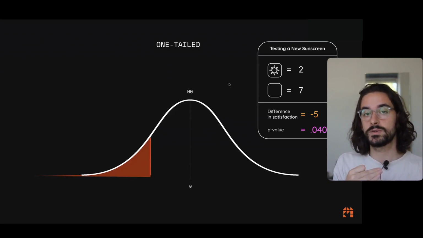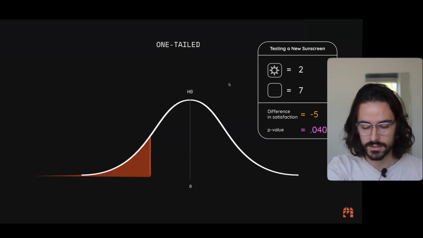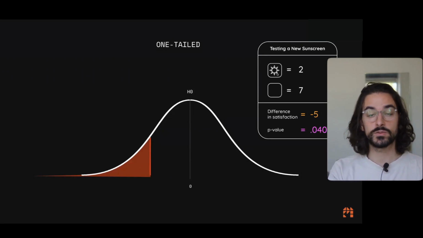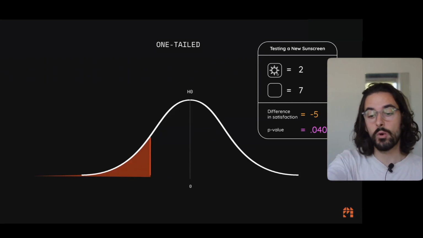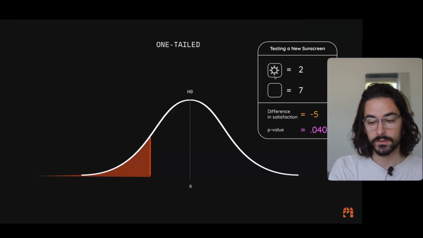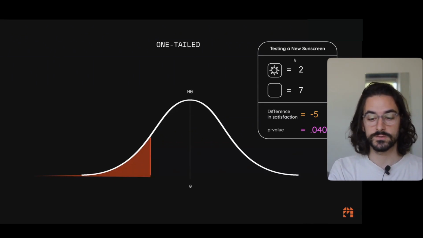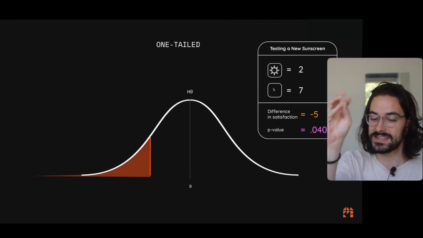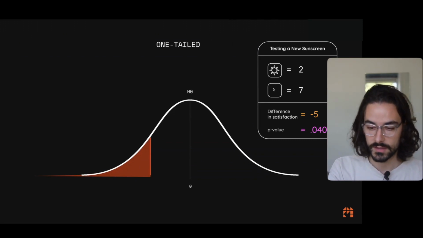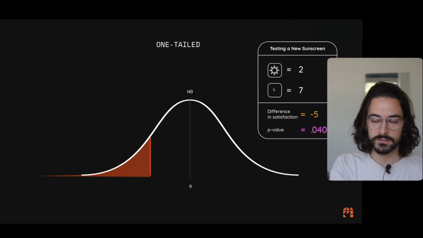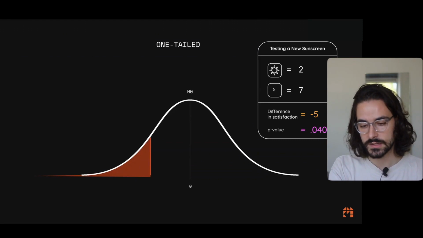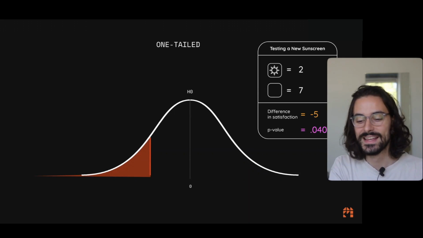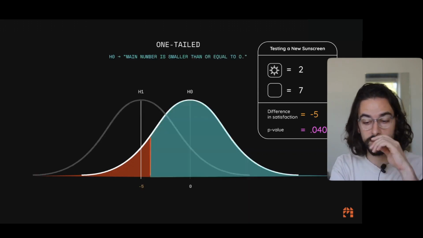Now we want to know if the protection is 0 or not. So what are we doing? We're testing sunscreen and we're measuring how burned people are. If you wear sunscreen, which is this first thing, you're going to have burnt 2 out of 7. And if you don't wear sunscreen, you're getting burnt 7 out of 7. So how burned are people after using sunscreen compared to people who didn't use sunscreen? The difference in burn is minus 5 with a p-value of 0.04.